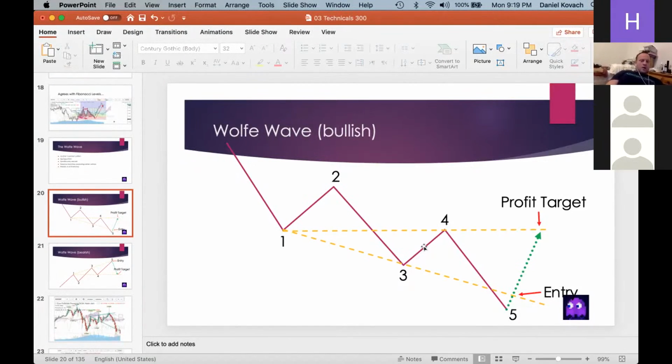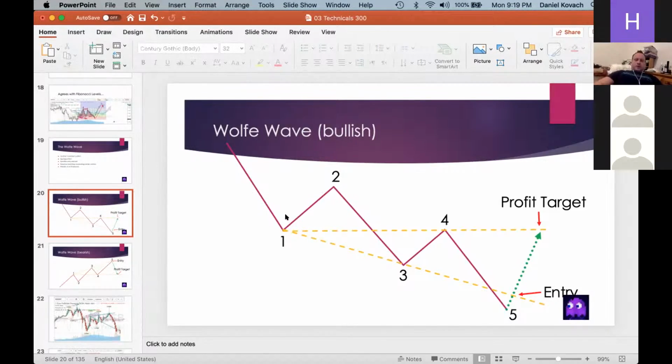Now, here's where it gets interesting, right? Because based off of this, I'm going to be drawing some trend lines, okay? As you see, there are 2 of them, and those trend lines are very important. Their use is helping me determine where to enter and where to exit the trade. Because remember, I told you the strength of the wolf wave is the fact that it has the profit target and entry price built in.